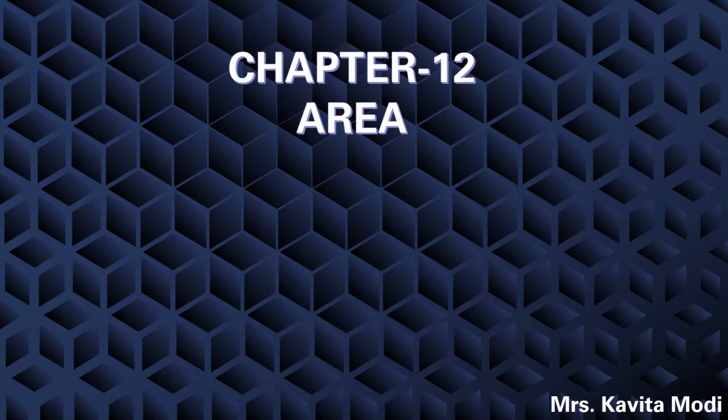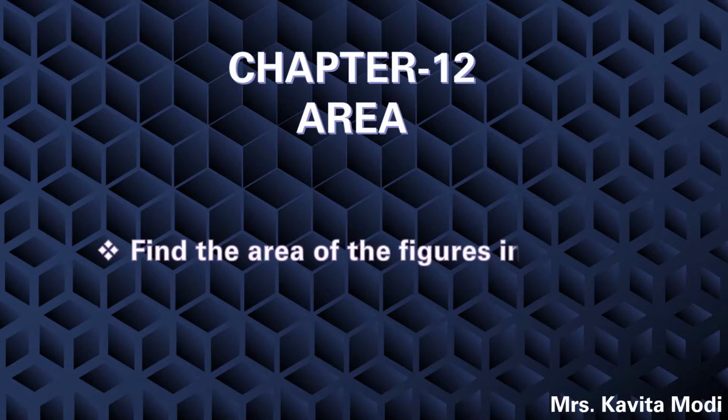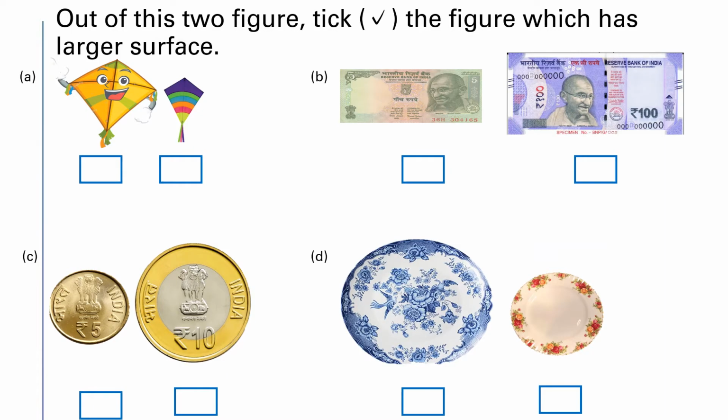Today we are going to start a new chapter, chapter 12, area. In this chapter, our topic is find the area of the figures in terms of unit squares. Let's start. Out of the two figures, write the figure which has larger surface.